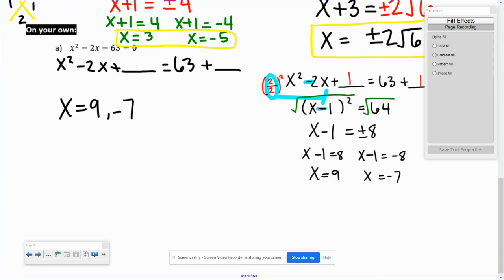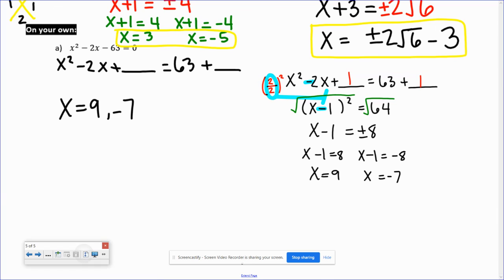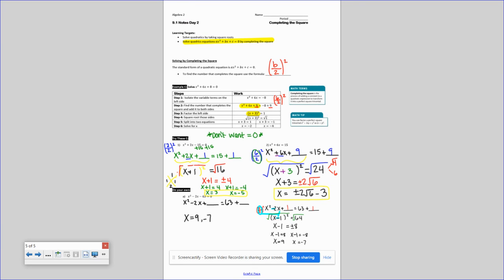Okay. So completing the square isn't always the nicest one to use. Sometimes factoring is better, in my opinion. It's faster, but this is just another way to solve quadratics if factoring is not an option or if factoring is not your first choice. So it's just another method that we can use.